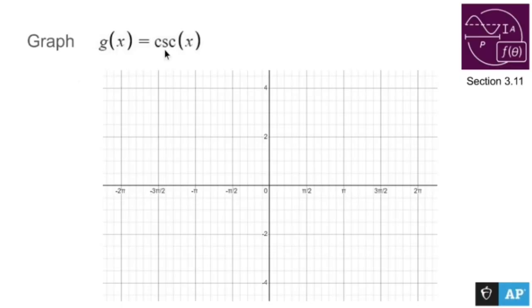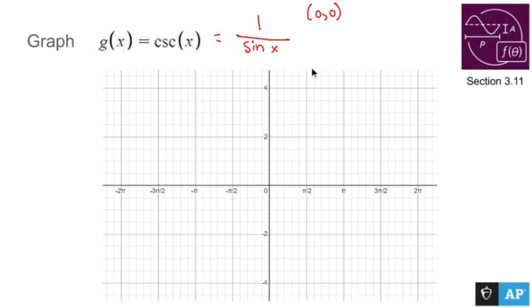All right, let's graph g of x equals cosecant x. Now, whenever I graph cosecant or secant or cotangent, I like to view it from the point of view of its reciprocal. So cosecant is 1 over sine x. And so what I'm going to do is graph sine x as kind of like my guide to graph cosecant x. So what do we know about sine x?